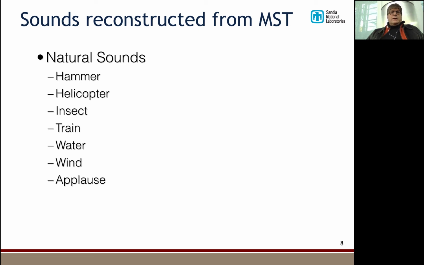And so I'm going to play the original sound next to the reconstructed sound.